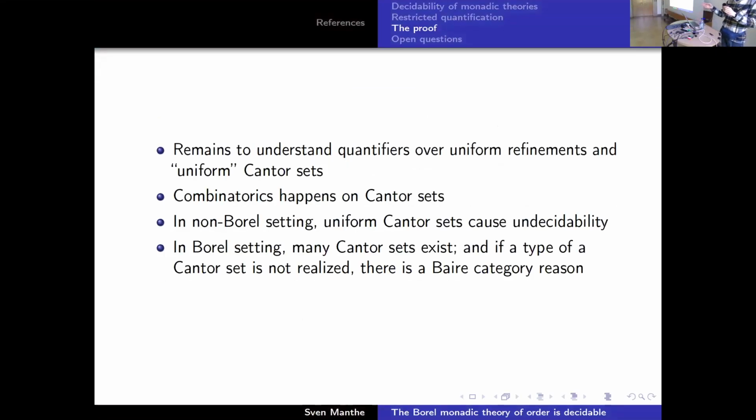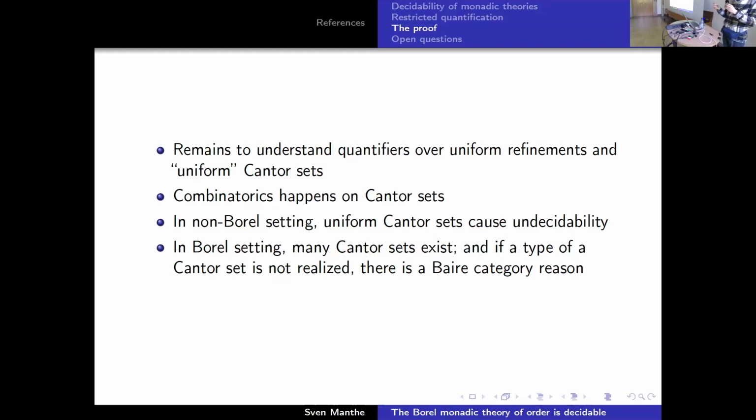Okay, so what remains to understand is quantifiers over those uniform refinements and over uniform Cantor sets. And actually it turns out that the combinatorics, both in the classical setting and also the Borel setting, happens essentially with the Cantor set quantifiers. In the non-Borel setting, those uniform Cantor sets are still somehow rigid enough to code many things that ultimately yield undecidability.